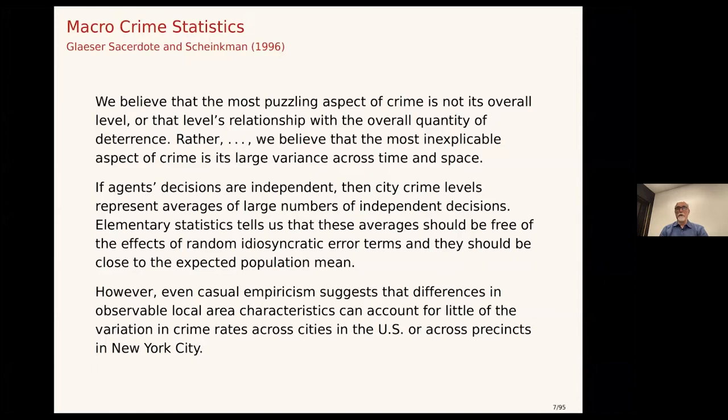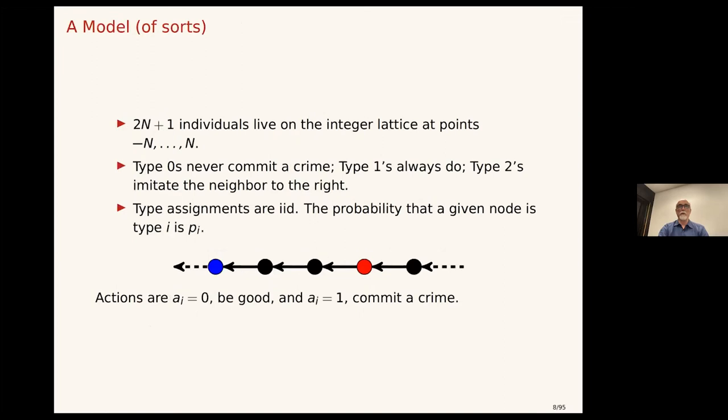And if we were to perform that exercise, looking at the variance in crime rates over cities on the assumption that all criminals are basically independent decision makers, we would come up with a range of variances that we would expect to see. The range of variances that we do see is much larger than that. So how do we explain that, okay? And that's what Glaeser, Sacerdote, and Scheinkman set out to do.